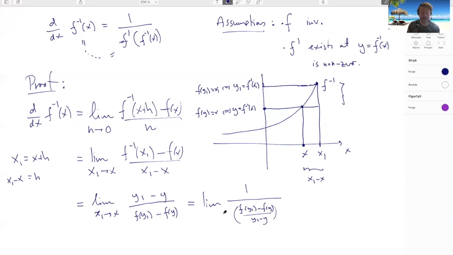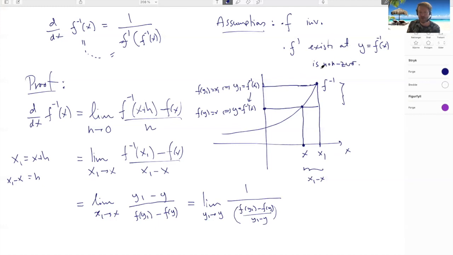Now, can I replace this by, so I really want to replace this by this expression here. Is that reasonable? Well, let's see. We see here, as x1 tends to x, well then, if f inverse is continuous, then f inverse of x1 tends to f inverse of x. Is f inverse continuous? Yes.